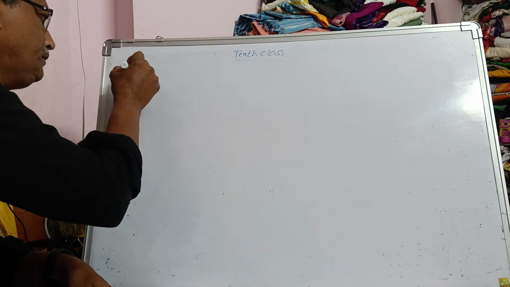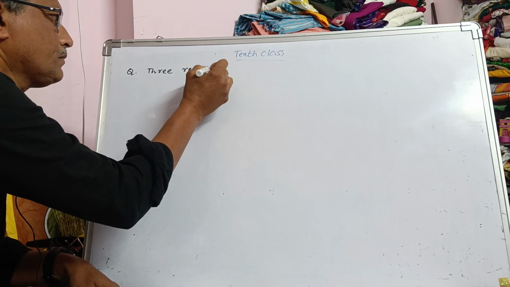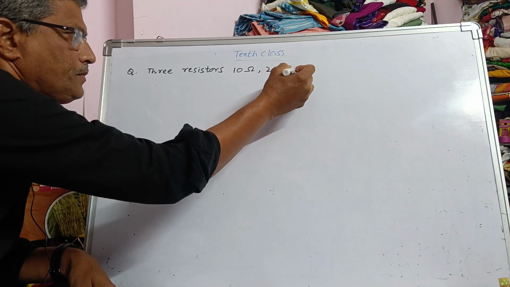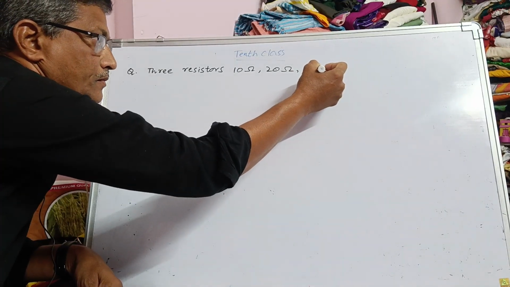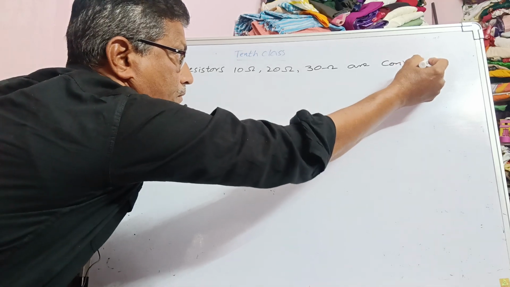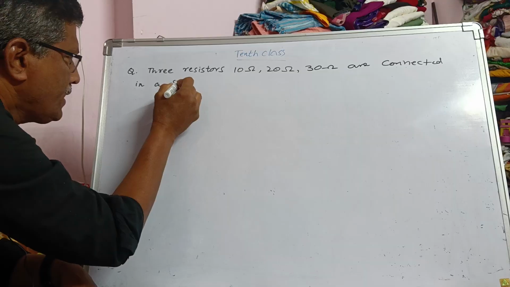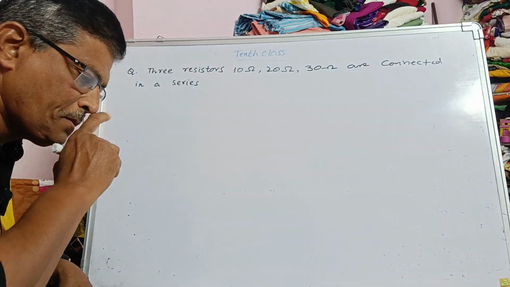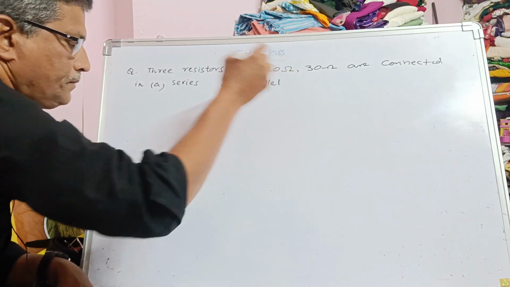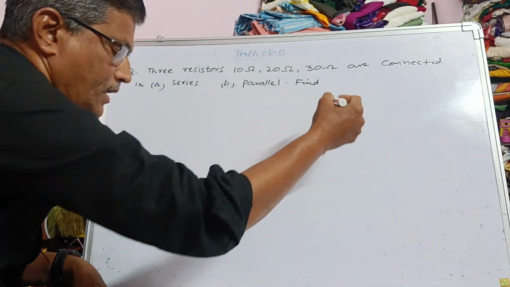Problem. Three resistors, 10 ohms, 20 ohms, 30 ohms are connected (a) in series, (b) in parallel. Find the resultant resistance.